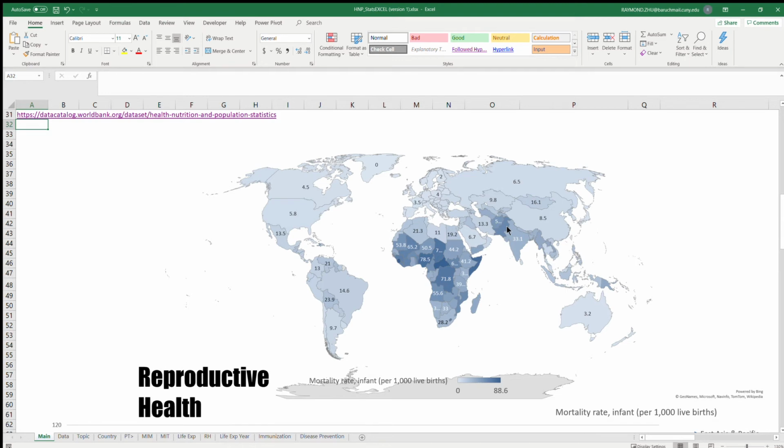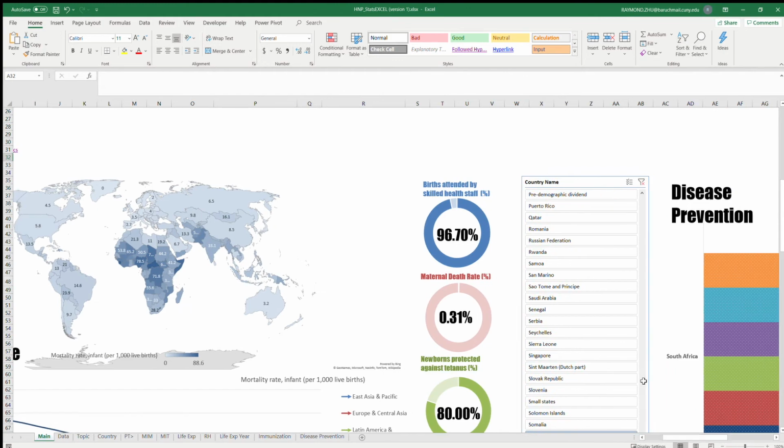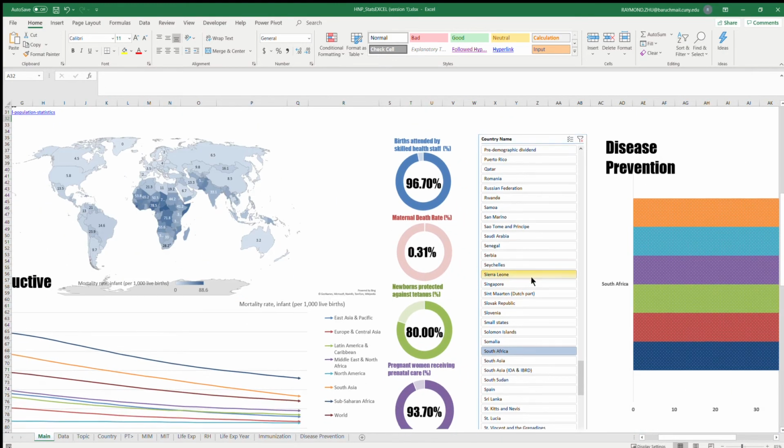Just to name a few, out of 1,000 live births, you can see around 72 deaths in the Democratic Republic of Congo, and there are 79 deaths in Nigeria. So this is really heartbreaking, as where you're born can partly determine your risk of dying. And I think this can be somewhat explained by the indicators that I chose from this data set.